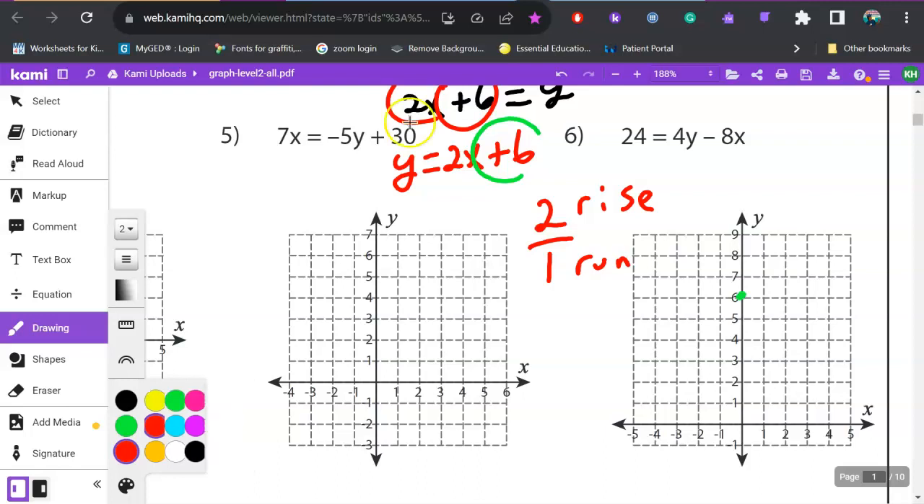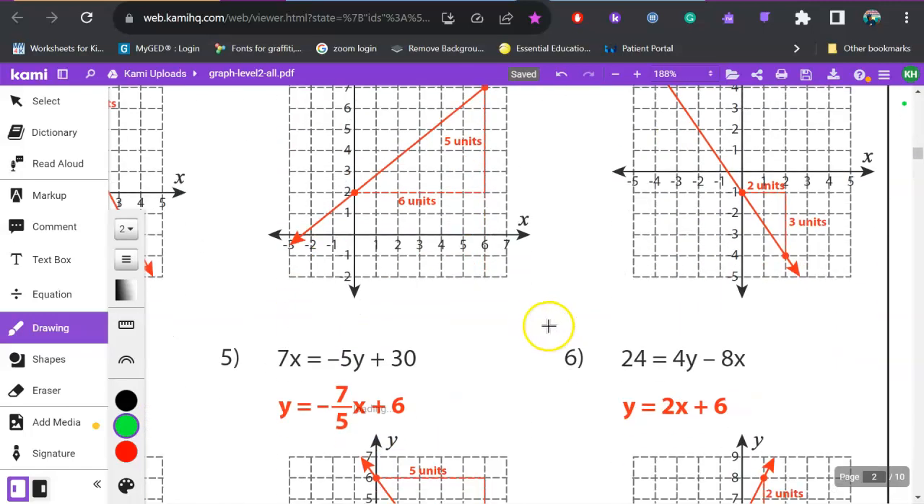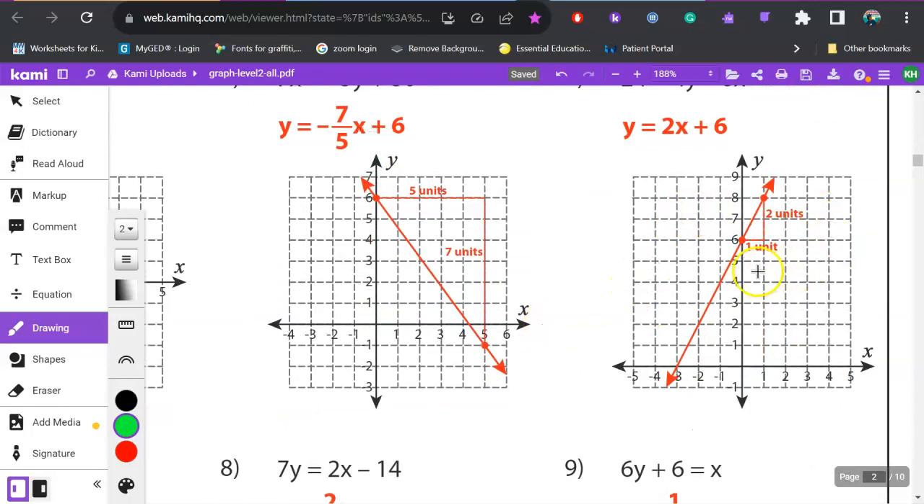Your rise is a positive 2, so that means you're going to go up 2. 1, 2. And then you're going to run 1. Run 1 to the right, put you right here. Therefore, causing your line to look like this.